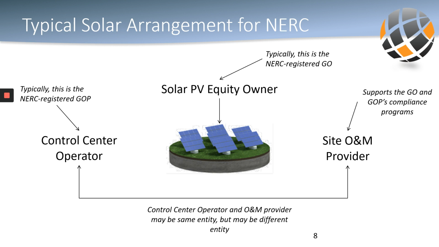Here's a typical solar arrangement. You will see that the solar PV equity owner will typically register as a generator owner for the facility. The control center operator will typically register as a designated generator operator. The site's O&M provider may be the same entity as the control center operator, or a different entity that is selected to provide those services.